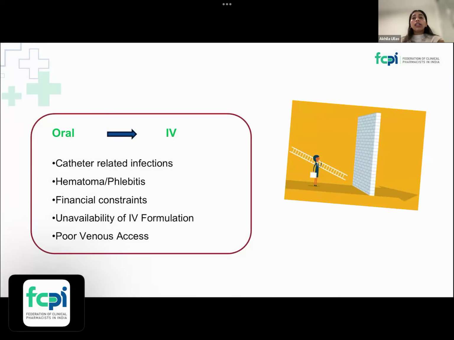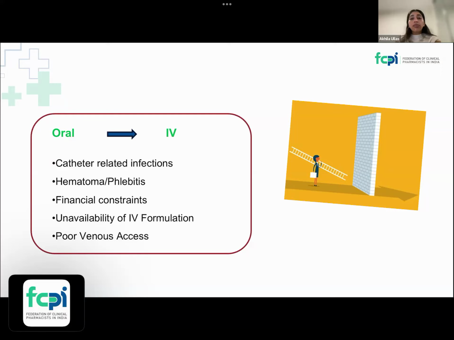And coming to oral to IV, you will face catheter-related infection. It is common in ICU patients because the patient may have the cannula for 5 days or more than 5 days or 6 days. You need to ensure there is no phlebitis or hematoma around the cannula, and there is no blockage, or you need to check for the backflow of the cannula, and the financial constraints of the patient.